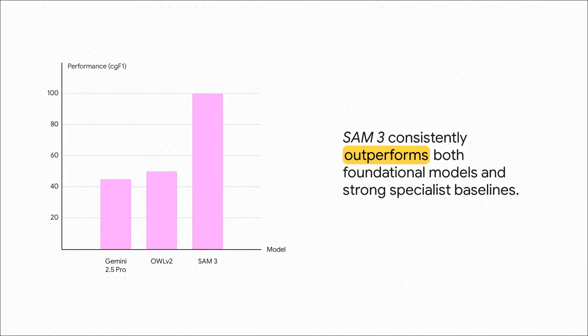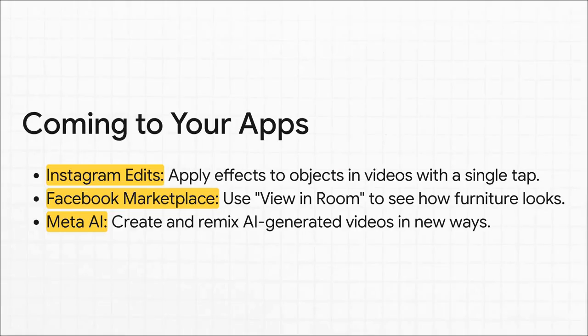And when you put it head-to-head against the competition, the results speak for themselves. It consistently outperforms both huge general models like Google's Gemini 2.5 Pro and other really strong specialized AIs on these kinds of complex tasks. And this isn't some far-off futuristic tech. It's already being woven into the apps many of us use every single day.